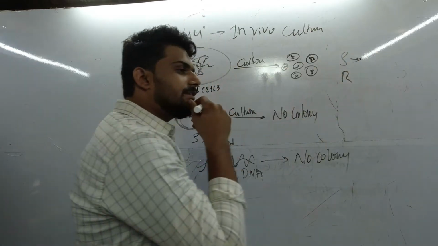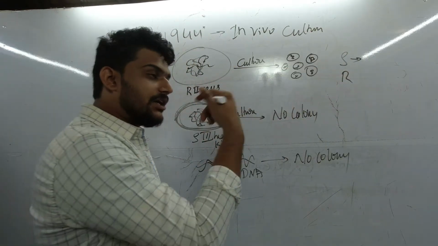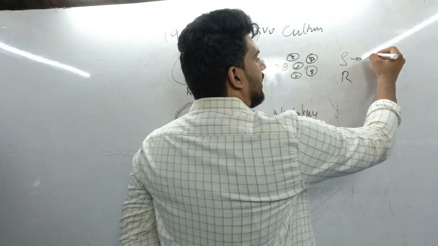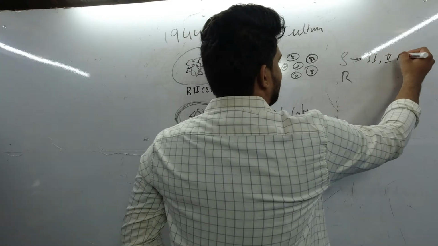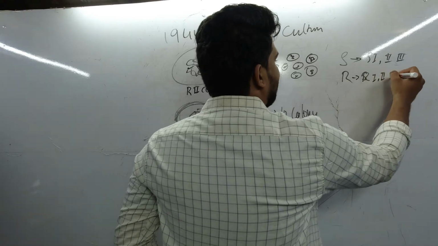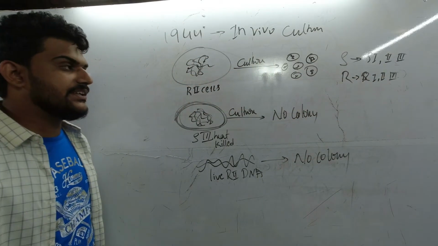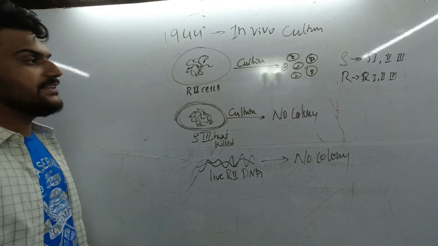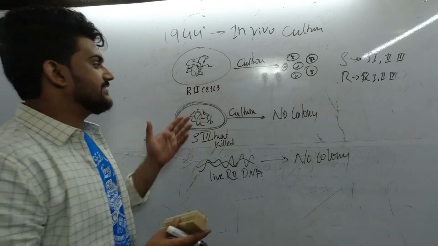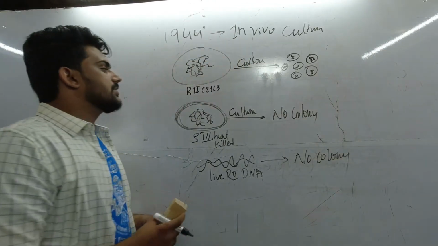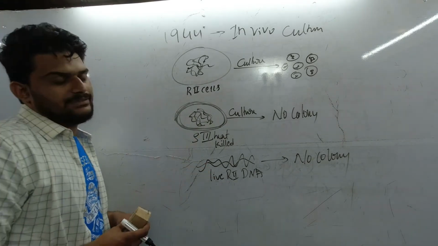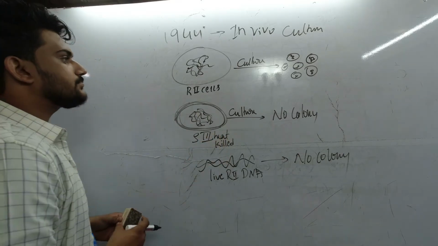Griffith had already observed other substrains: S1, S2 and S3 strains, and R1, R2 and R3 strains. Three substrains were seen in each of these two major strains. They used those particular substrains in this experiment. What are those? R2, R3, rough strain 2, rough strain 3, rough strain 1, like that. The same applies to the smooth strains also.